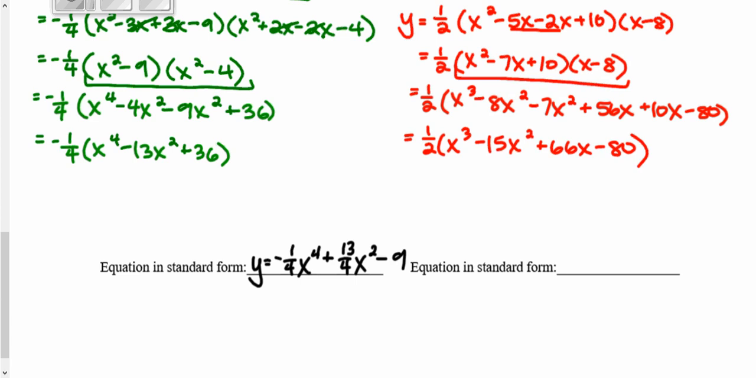And then for my final answer here, I'm going to go ahead and distribute that 1/2. So we have y equals 1/2 x to the 3rd. So positive leading coefficient, it's a cubic, that should be all good. Minus 15 halves x squared. Again, you can use the decimal if you prefer. Plus 33x minus 40 if I distribute that 1/2. All right, so a lot of double checking there, just making sure that your answer makes sense with what the original graph looked like.